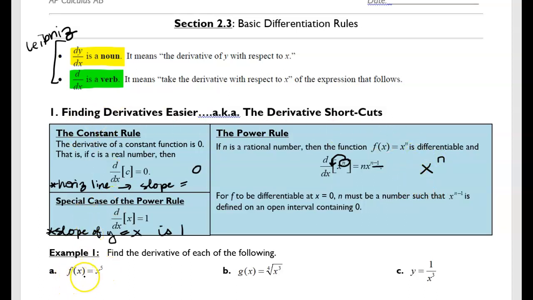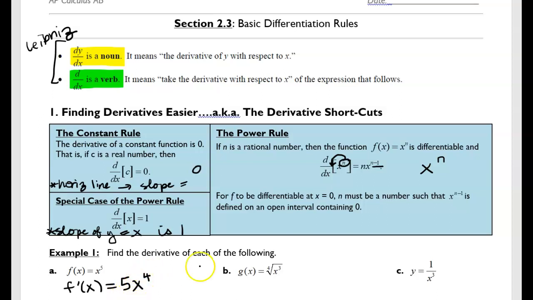For a, we have f of x, which is x to the 5th. It's in that exponential form that we talked about for the power rule. So I can just go ahead and find f prime of x. I'm going to take the 5, it becomes my coefficient, x, and then my power that was 5, I reduce it by 1, and so my answer is 5x to the 4th.